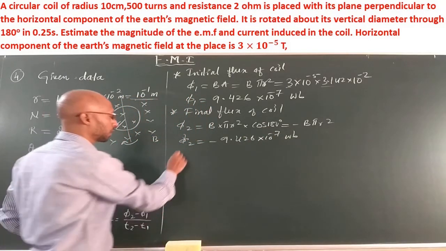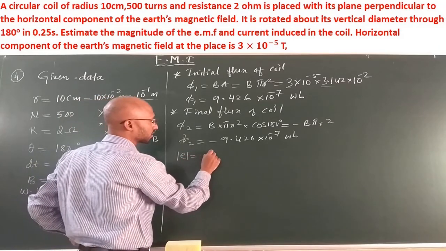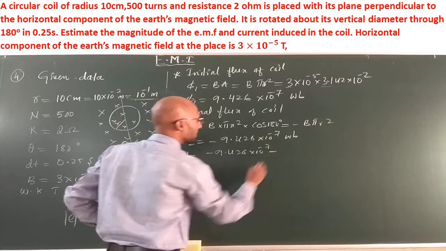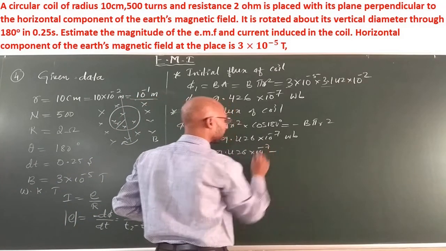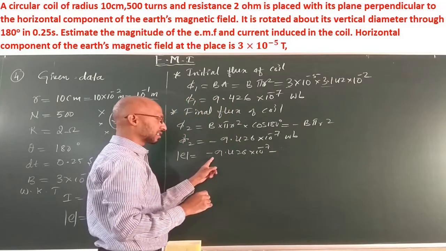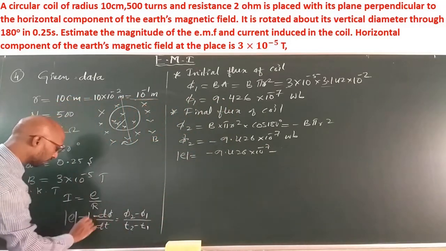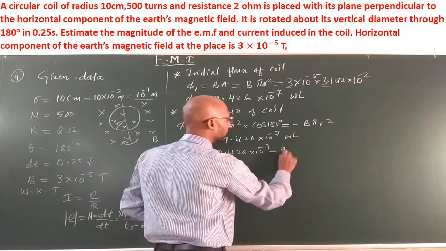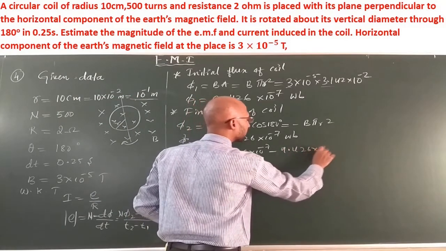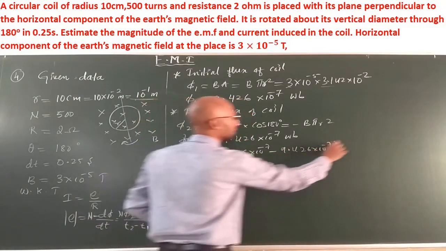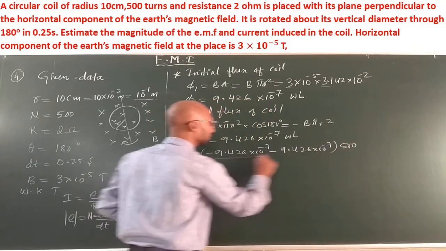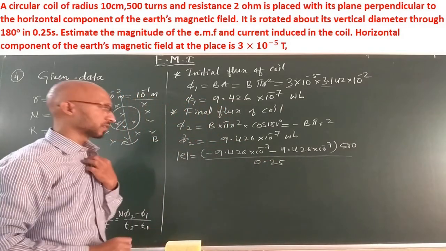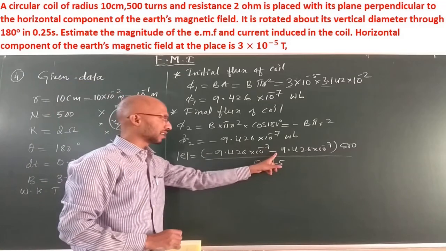What is the induced EMF formula? The magnitude of induced EMF will be the change in flux. Now, minus 9.426 into 10 raised to minus 7 minus of minus 9.426 into 10 raised to minus 7. One more thing you forget is the number of turns. There are n number of turns. This is the change of flux. How many turns are there? There are 5 turns. What is the time interval? 0.25 seconds.